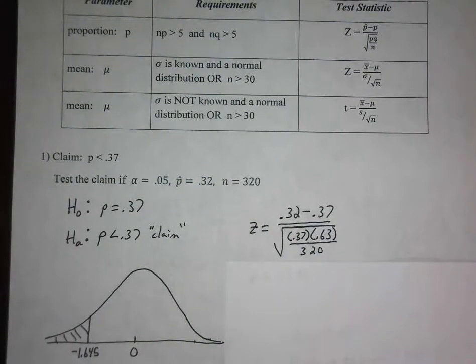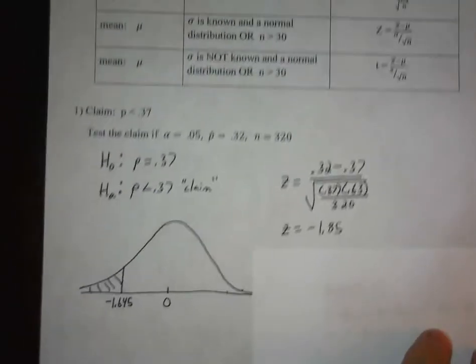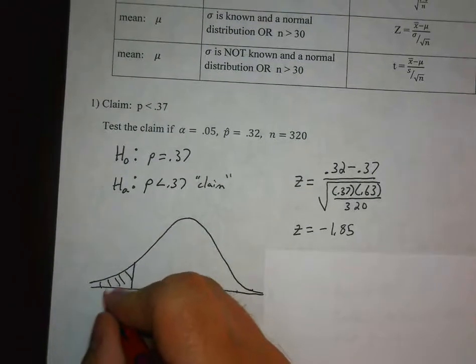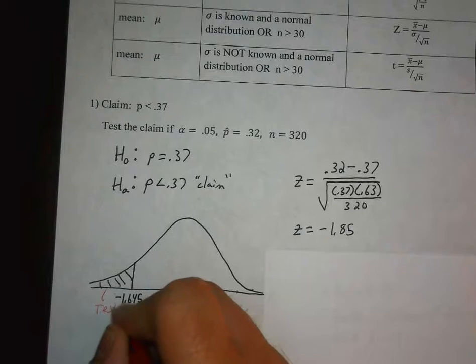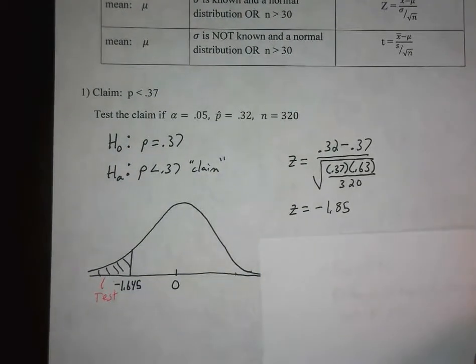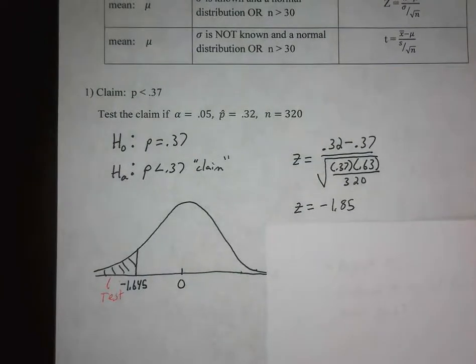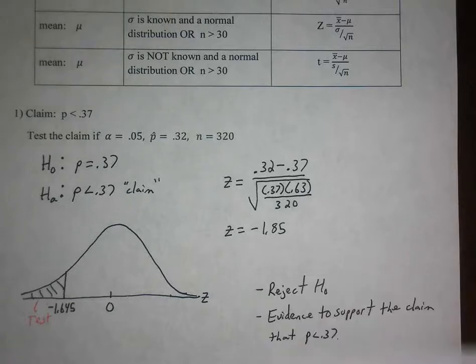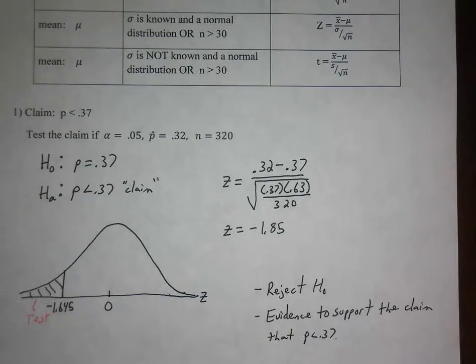Okay, so when you do that arithmetic, you end up getting negative 1.85. So negative 1.85, if we look at that on our rejection region, that test statistic is going to be out here to the left. So our decision, just like before, we would reject H0, which means there's enough evidence to support the claim that p is less than 0.37.